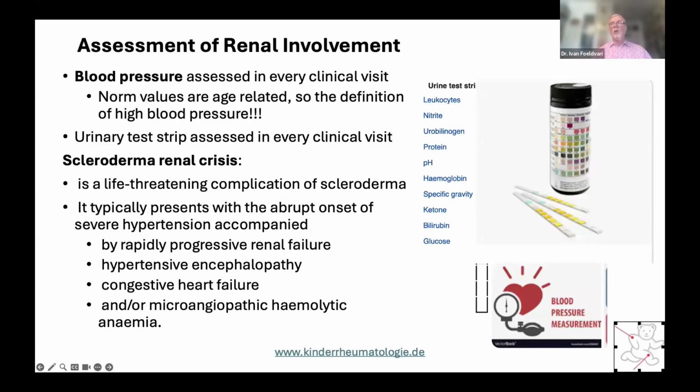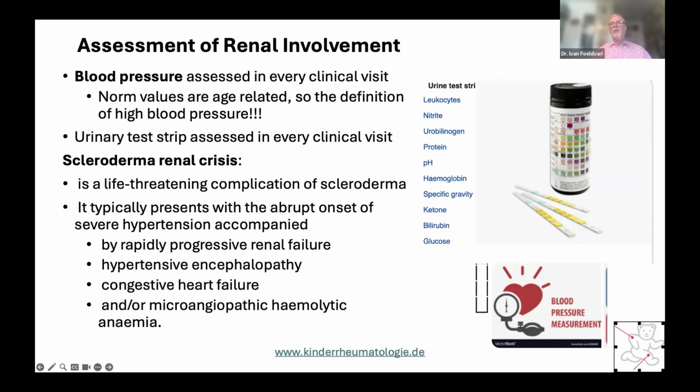If you look at the renal involvement, every patient gets their blood pressure measured, and you have to be conscious that the norm values for blood pressure in children are age related. So some blood pressures which sound quite normal for an adult can be quite high for a child. So you have, again, a normal percentile curve.